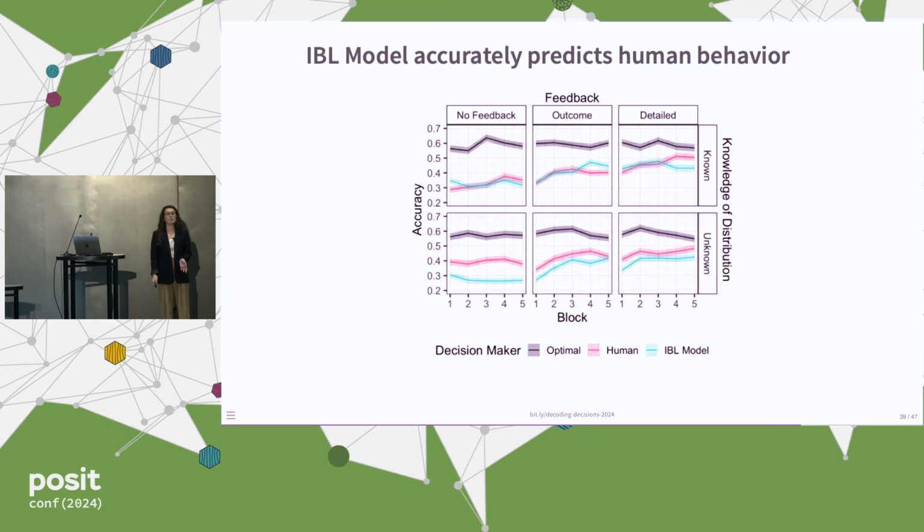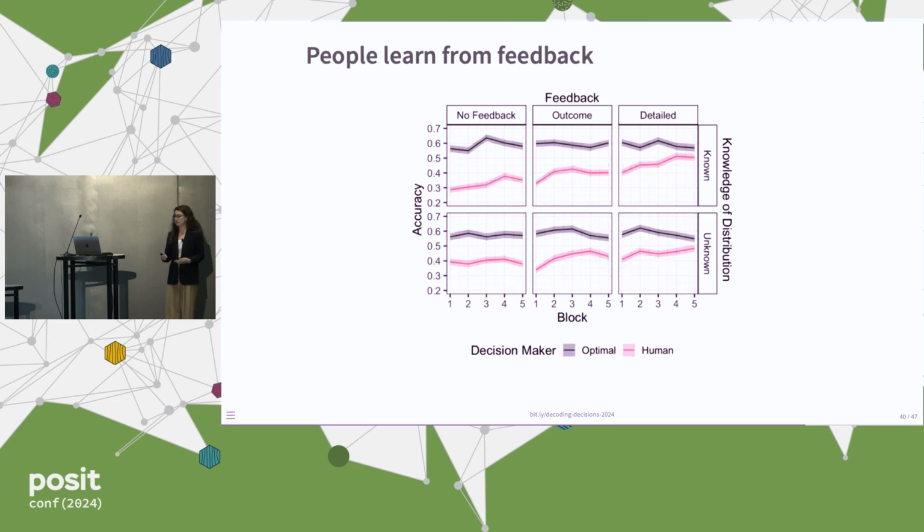The instance-based learning model, that cognitive model that I mentioned, accurately predicts human behavior in almost all conditions, with the exception of it's a little tough with no feedback, because humans then have to rely on past experiences that those agents do not have. But generally, the agent does a really good job of predicting the differences that we see across conditions. We also see that people learn from feedback. Now, I could have had you go through many problems like I did if I had more time, and you would have learned to do a little bit better at it. And we see that's the case, that when people are receiving feedback, whether it be outcome or detailed, particularly good in receiving detailed feedback, that their accuracy improves over time.